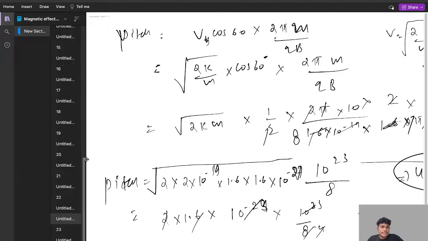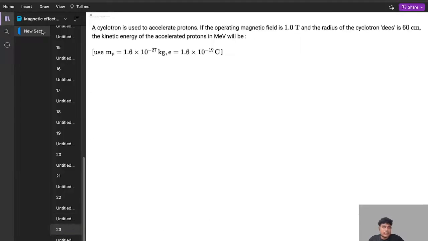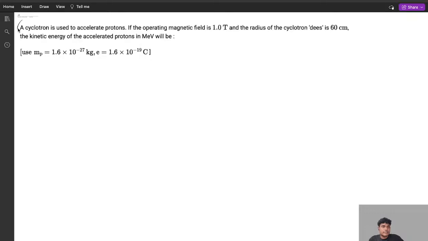Now one last question is our 23rd. Okay, it is based on cyclotron. A cyclotron is used to accelerate proton. If the operating magnetic field is 1 Tesla, that is B is equal to 1 Tesla, and the radius of cyclotron D is, that is R is equal to 60 centimeter, the kinetic energy of the accelerated proton in MeV is, okay, तो अपन को वो बताना है.